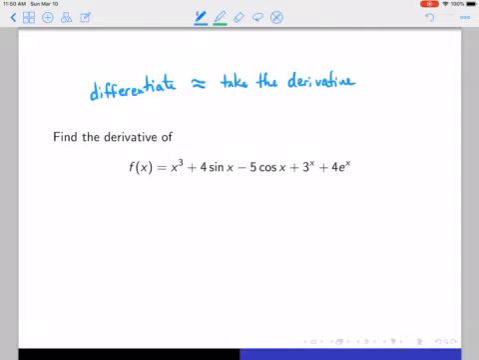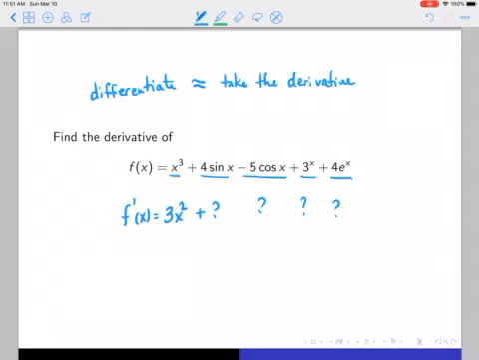And suppose we were asked to find the derivative of the following: x cubed plus 4 sine of x minus 5 cosine of x plus 3 to the x plus 4 times e to the x. Well, I guess we know one of the terms. I guess we would know that the derivative of x cubed is going to be 3x squared, but we haven't really seen how to do anything else.